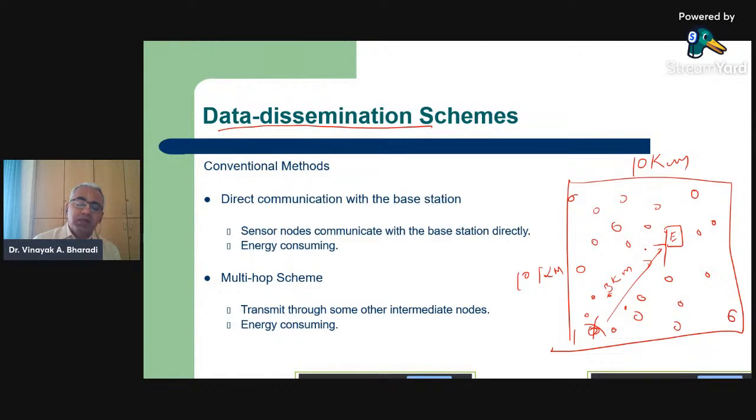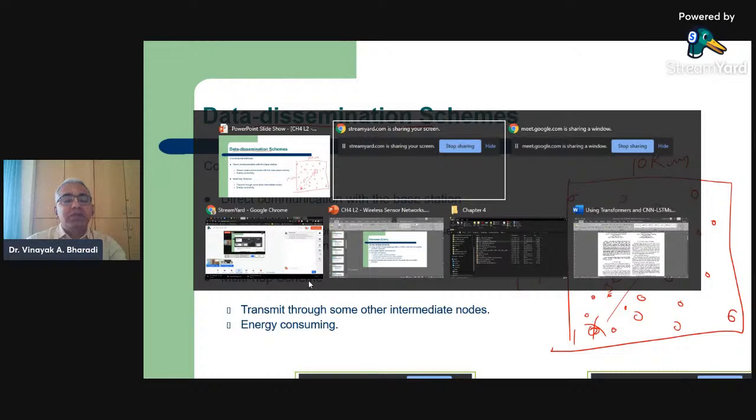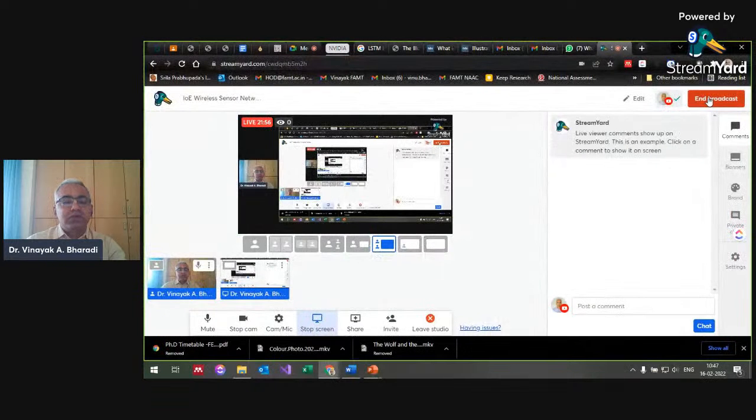Can it reach directly? No. Then single hop, multi-hop, direct communication or wireless communication, how is it possible? If it can't reach directly, that is the problem. So how do we address the problem? Using the various protocols which WSNs use for communication purposes. That we will discuss in the coming lectures. So I'll stop the broadcast.